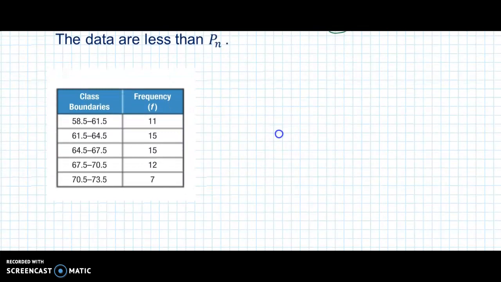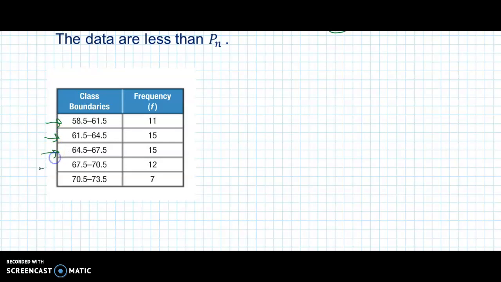So how do we do this? How do we calculate this? Here we have some categories. We have some boundaries of classes, and then we have the frequency of the times that they occur. If we're going to create a percentile, first we have to figure out how many total items we actually have. So we're looking at our frequency, and we're just going to add up that column. We have 11 plus 15 plus 15 plus 12 plus 7, which is 60, which is a nice number to work with.